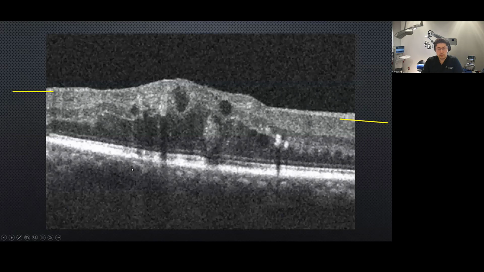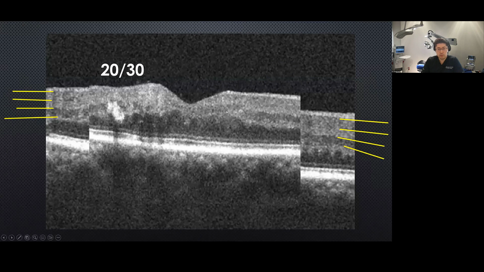And so what does this organization of the inner retina layer mean? Well, it basically means, are you able to decipher the different layers of the inner retina? So here, the yellow line delineates the nerve fiber layer, ganglion cell layer, inner plexiform layer, and inner nuclear layer. So when these layers are still present, you predict that visual outcome should be good with the treatment. And of course, vision is 20/30, and you can see preserved inner layers of the retina.